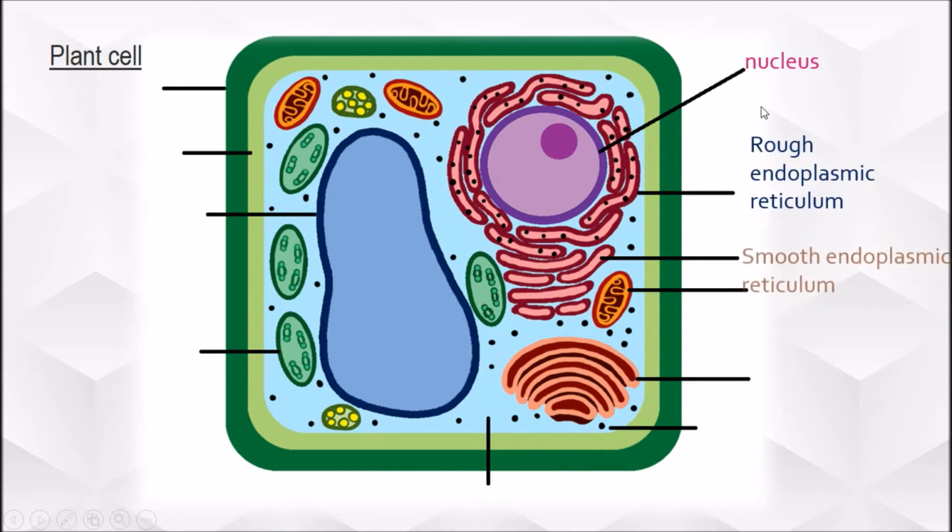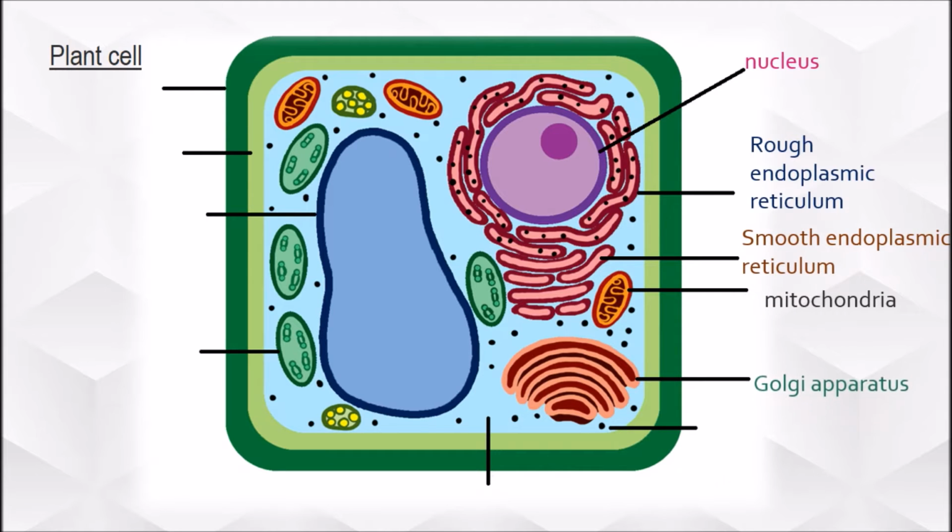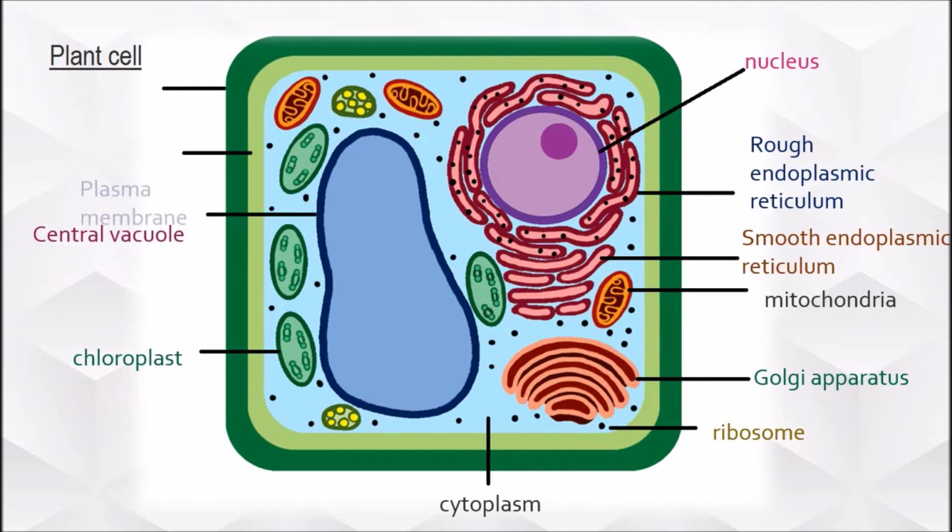Nucleus, rough endoplasmic reticulum, smooth endoplasmic reticulum, mitochondria, Golgi apparatus, ribosome, cytoplasm, chloroplast, central vacuole, plasma membrane and cell wall.